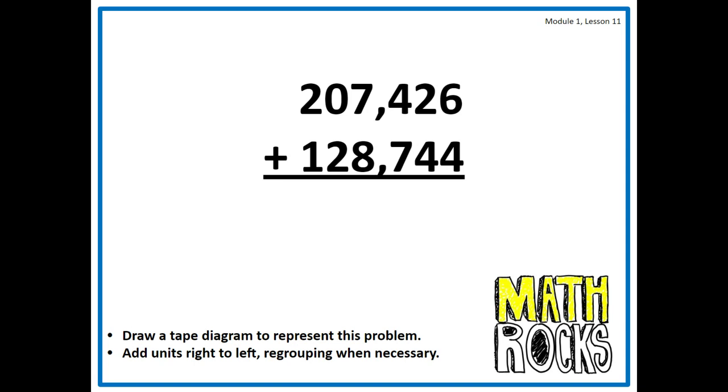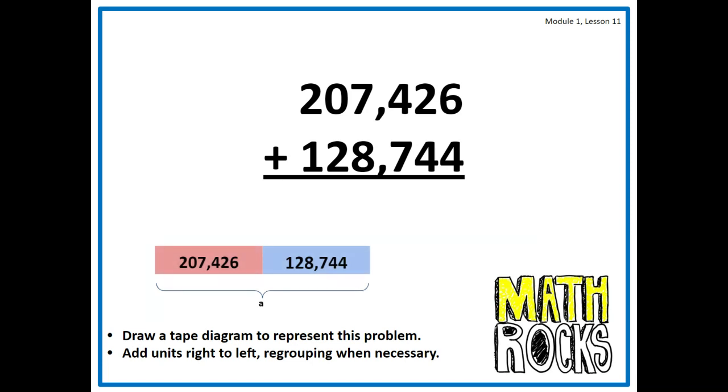Okay, hopefully by now you have a tape diagram. We see that we're adding 207,426 plus 128,744. And when we draw that as a tape diagram, that's right, it looks just like what we've done in the previous problems. So we're putting those two parts together to find our total, our whole, which would be A, and we are going to jump to the standard algorithm to solve this now.